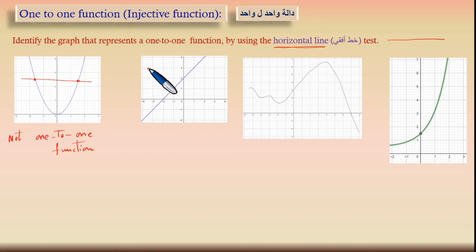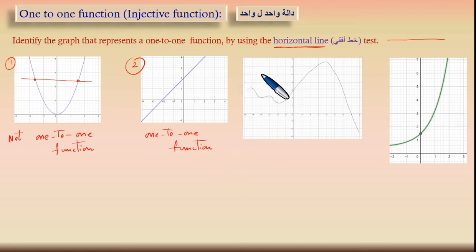Now you can check here. This is a straight horizontal line. Anywhere, is it touching 2 points? No, nowhere is this graph touching 2 points. So example 2 is a one-to-one function. So it is very easy to identify the graphical representations.